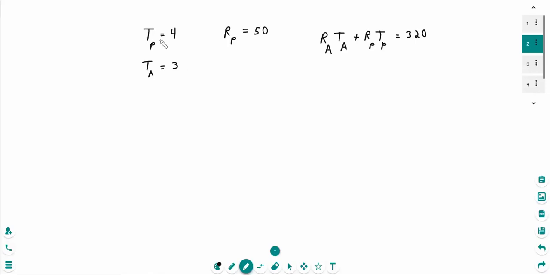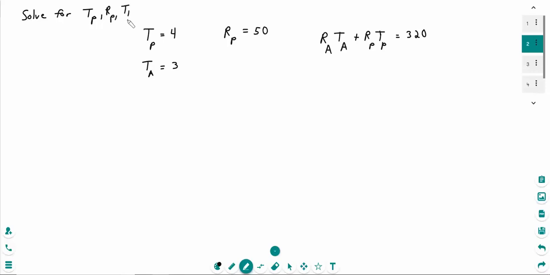So we have t sub p is equal to 4, t sub a is equal to 3, r sub p is equal to 50. And then we have this nice long equation here, r sub a times t sub a plus r sub p times t sub p is equal to 320. So bottom line, they're giving you 4 equations, and then they're going to tell you to solve for the variables t sub p and r sub p.